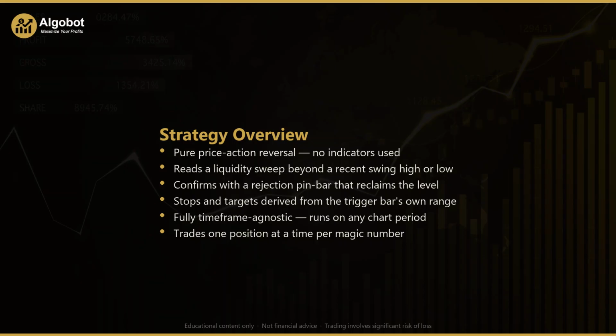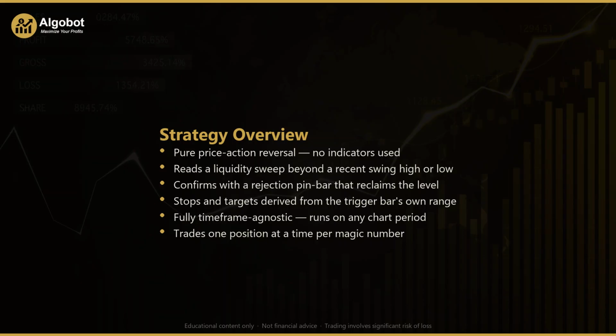The first idea is a liquidity sweep. Markets tend to leave clusters of resting stop orders just below obvious support and just above obvious resistance. Sometimes price makes a quick move beyond one of those levels, reaches into that pool of orders, and then fails to continue. The second idea is the rejection candle, often called a pin bar.